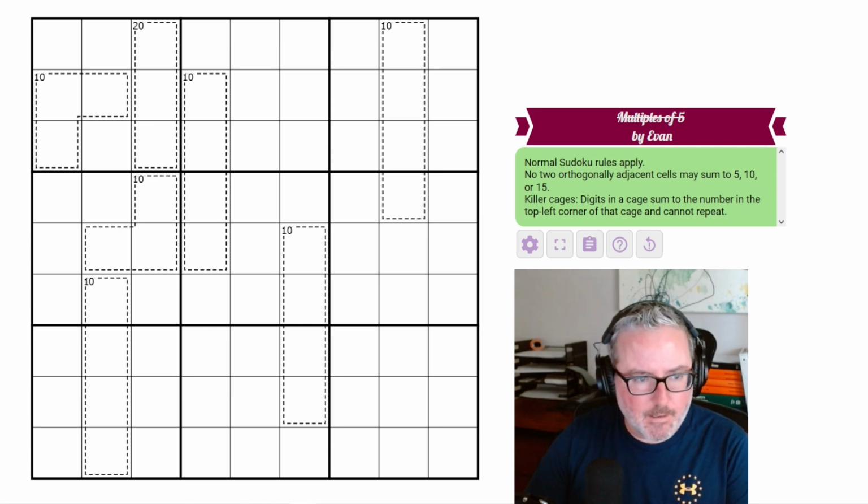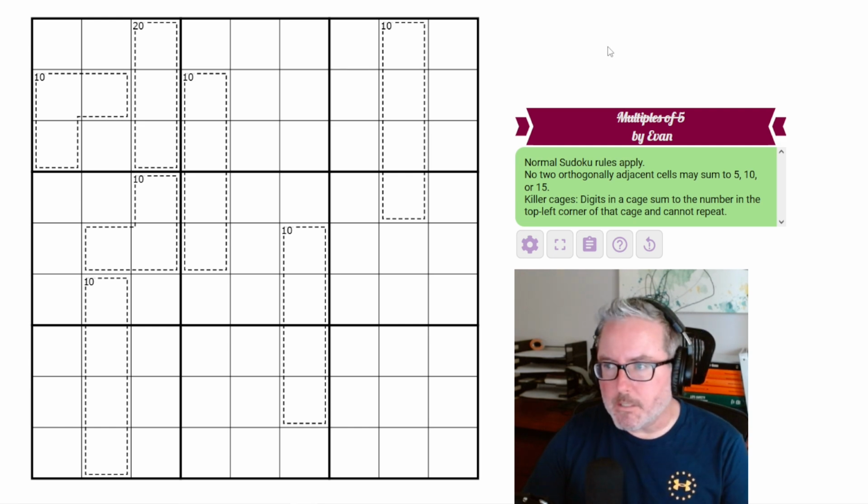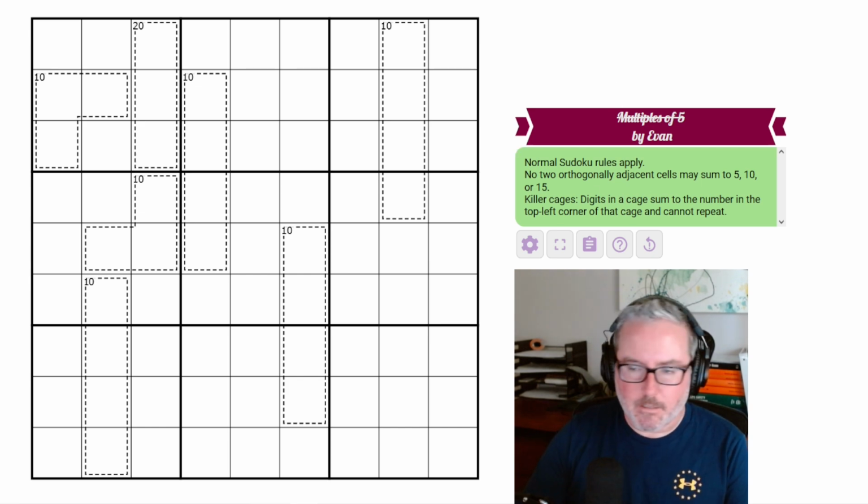So today we have an interesting looking puzzle here. As you'll see, the title is crossed out. So the title is Multiples of 5 by Evan. I don't think I've done a puzzle by Evan before. If not, awesome. Always like to have creators that I've not done puzzles for. So what the heck does this mean? Well, once we get into the rules, it's going to make some sense.